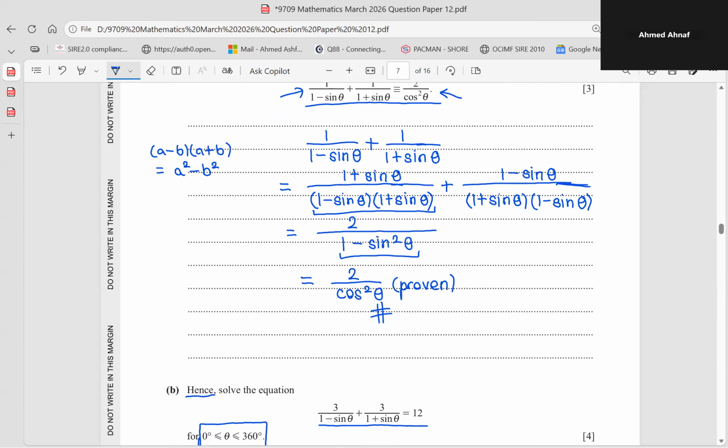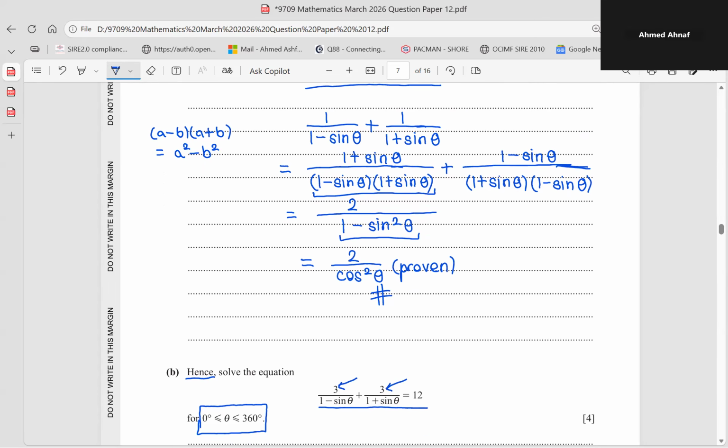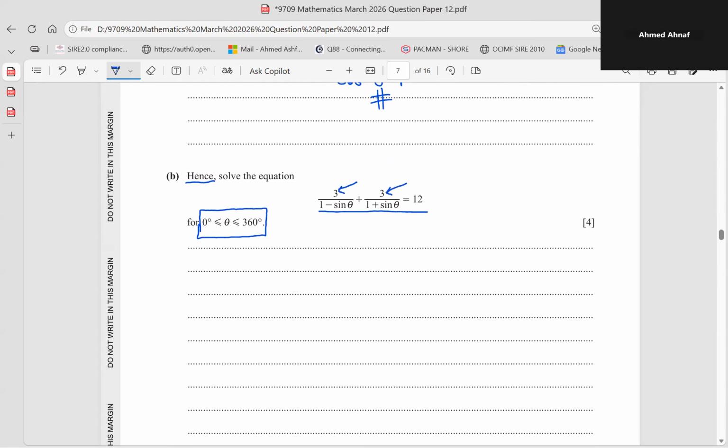On the left-hand side, they are very similar. The denominators are the exact same. The signs are the same. The only difference is that both of the numerators are 3 instead of 1. To make it similar to that one, we can just factorize the 3 out from the left-hand side, since 3 is a common factor.